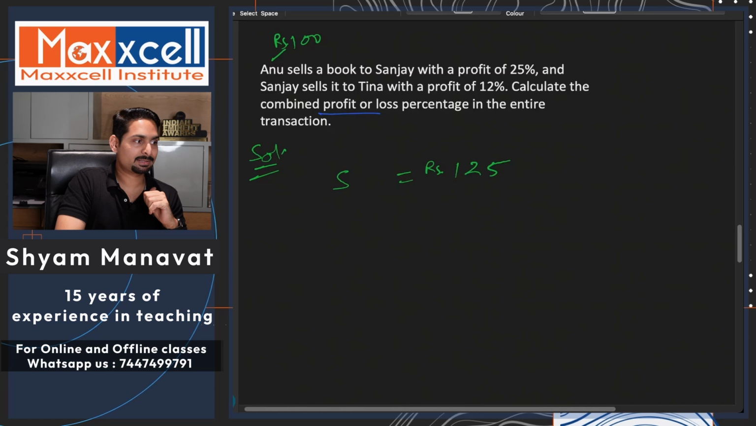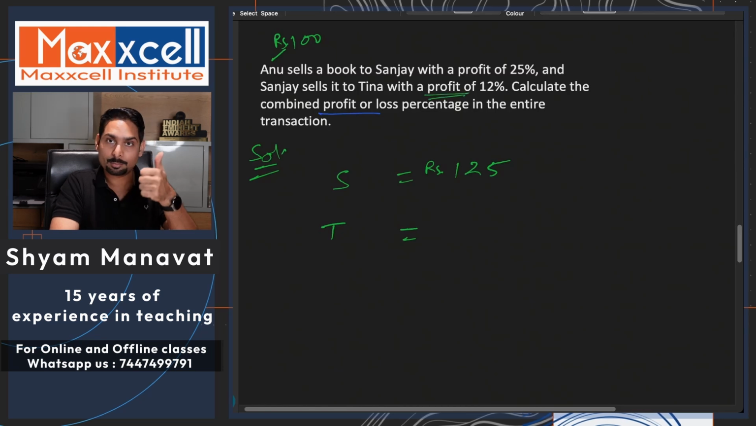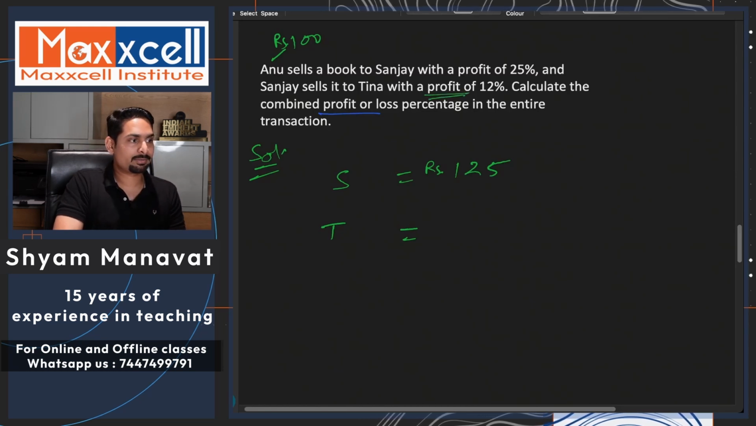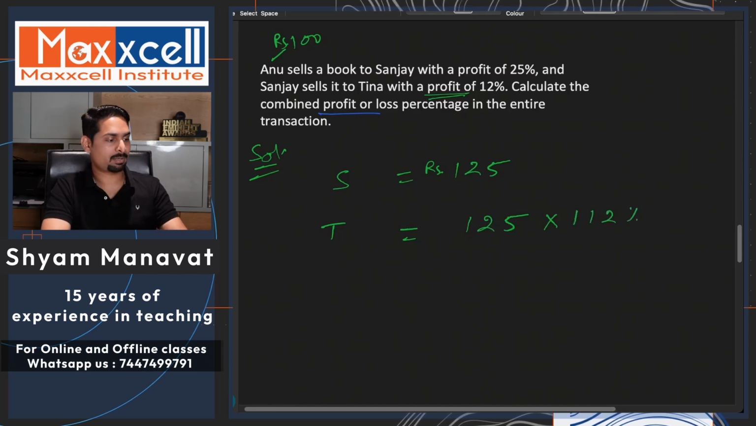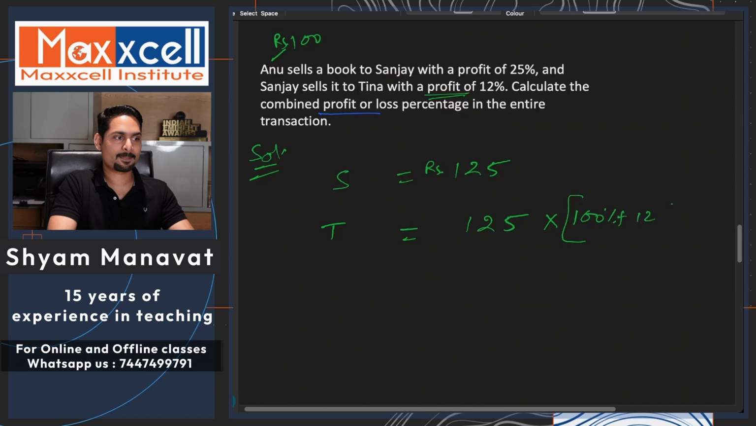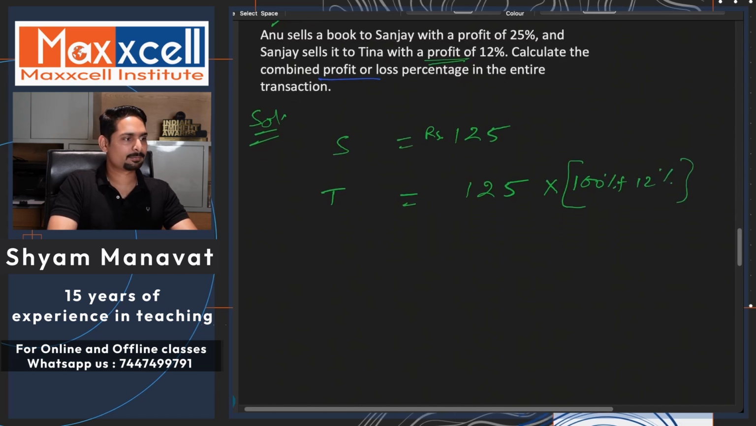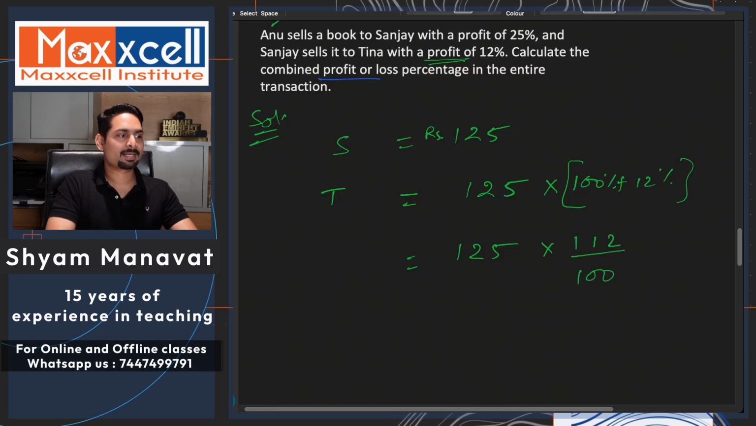Great. So I just need to calculate for Tina, because Tina bought it for 12% more. Profit means more, right? 12% more. So 125 into 112%. How 112? 12% profit, right? So 100 plus 12%. Correct? So I wanted you to reduce the steps and directly write 112 by 100, right?